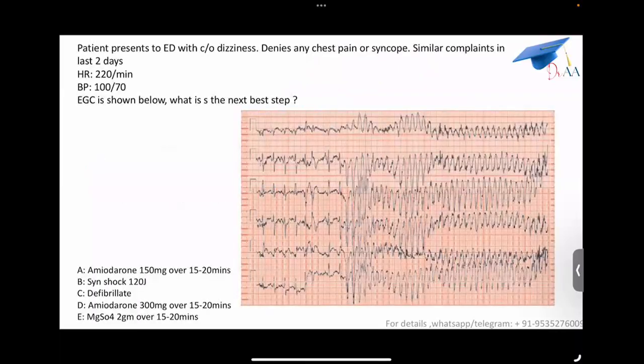So we'll go for the next one. We have a patient who has presented to the ED with complaints of dizziness, denies any chest pain or syncope, with similar complaints in the past 2 days. They have given you the ECG here. What is the diagnosis on the ECG?